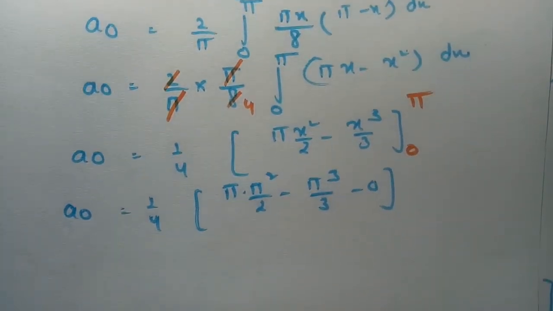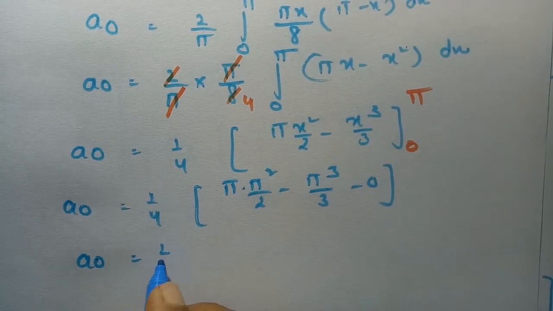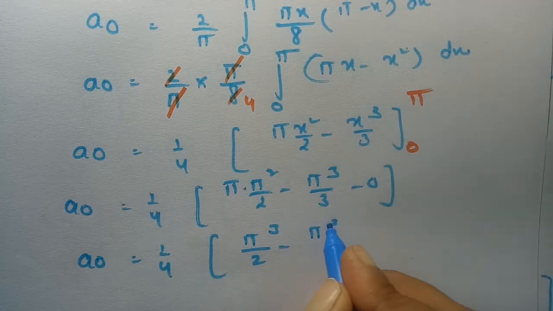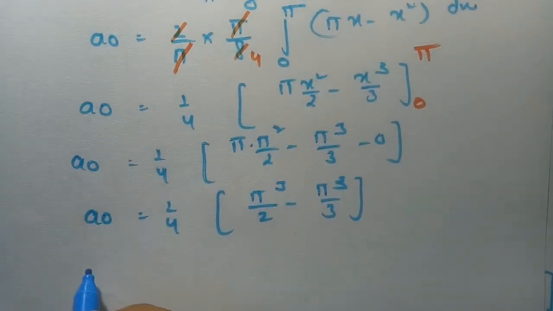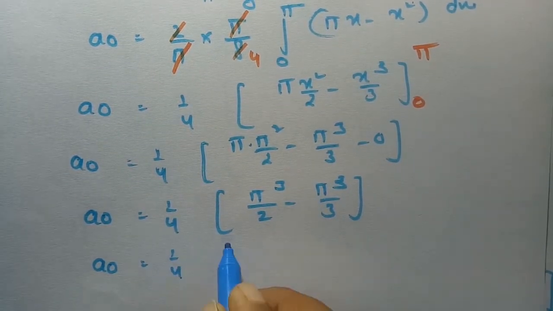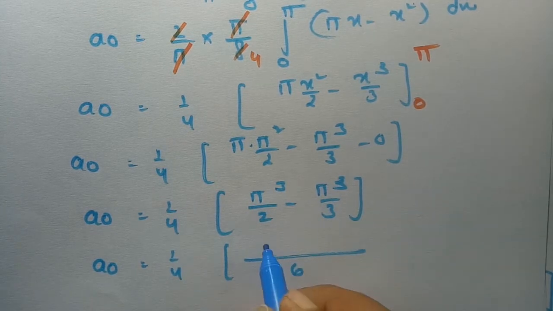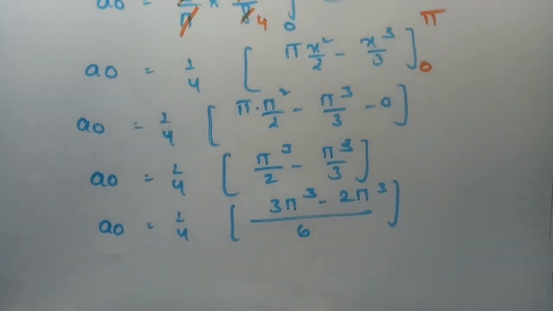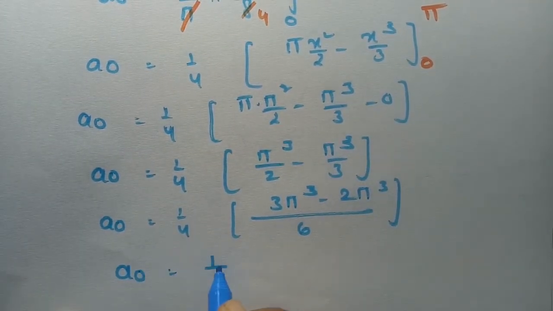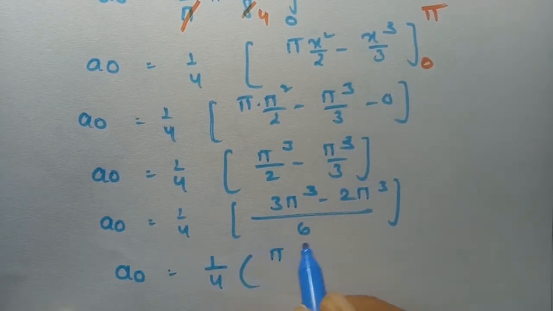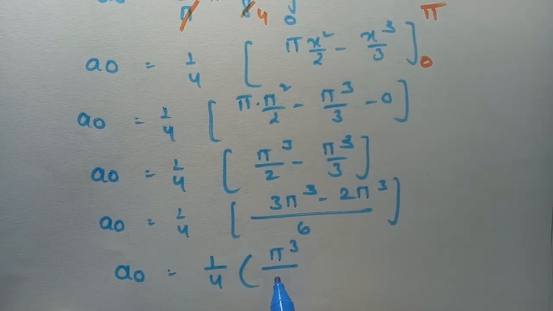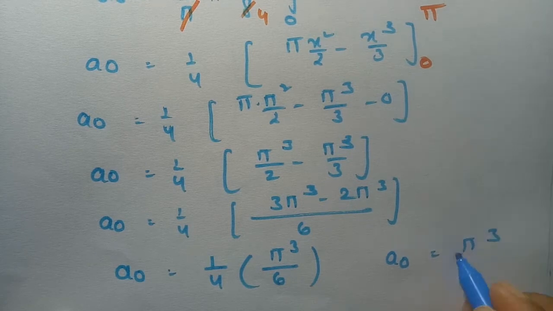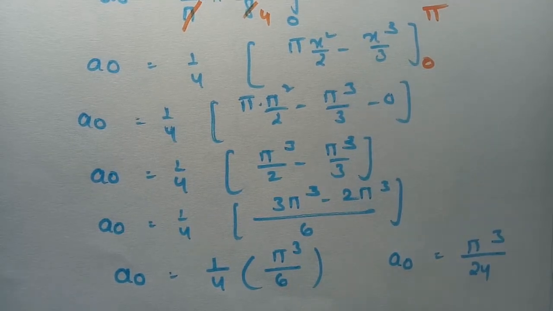So a naught will be 1 by 4 times of pi cube by 2 minus pi cube by 3. So now I have to take an LCM. It will be 6 and this is 3 pi cube minus 2 pi cube. So a naught value will be 1 by 4 times of 3 pi cube minus 2 pi cube, which is nothing but pi cube by 6. So a naught value will be pi cube by 24.